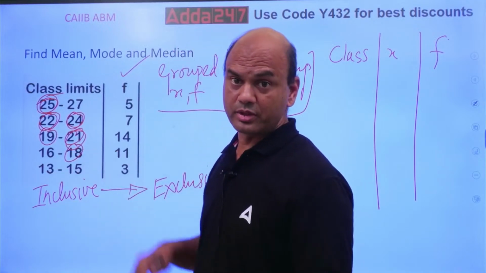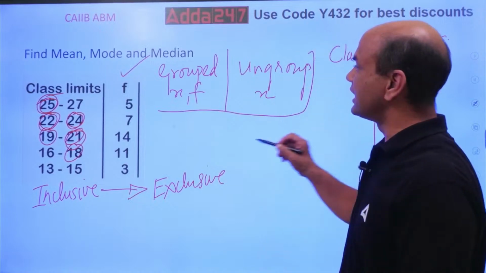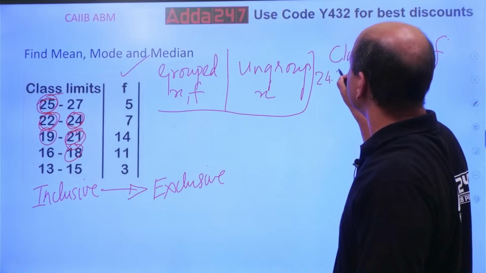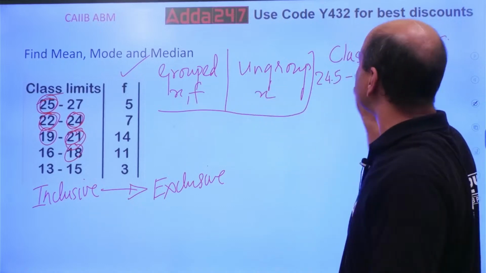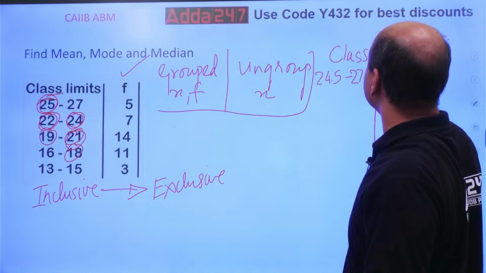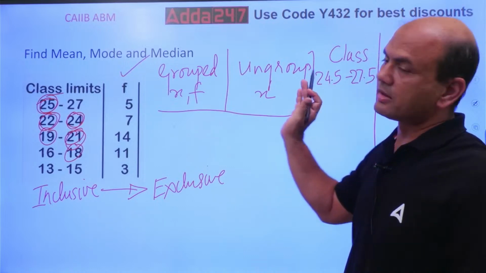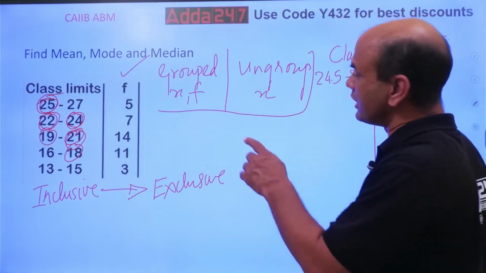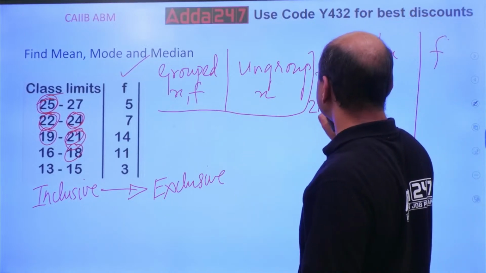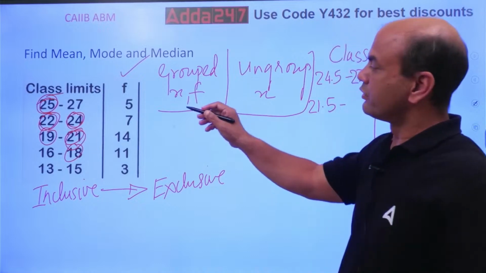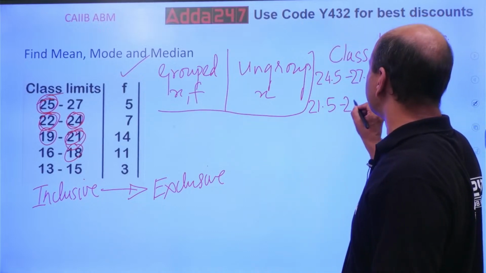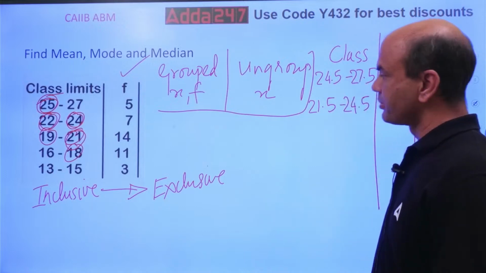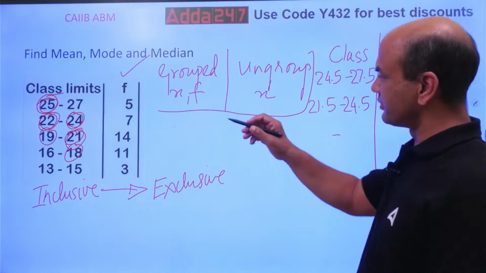So now I'll show you how to write this. See this, the first class will be 24.5 to 27.5. See, 0.5 on the left side, 0.5 on the right side. Similarly, the one below: 22 will be 21.5 and 24 will be 24.5. Now look at it, the ends are matching. See, 24.5, 24.5.